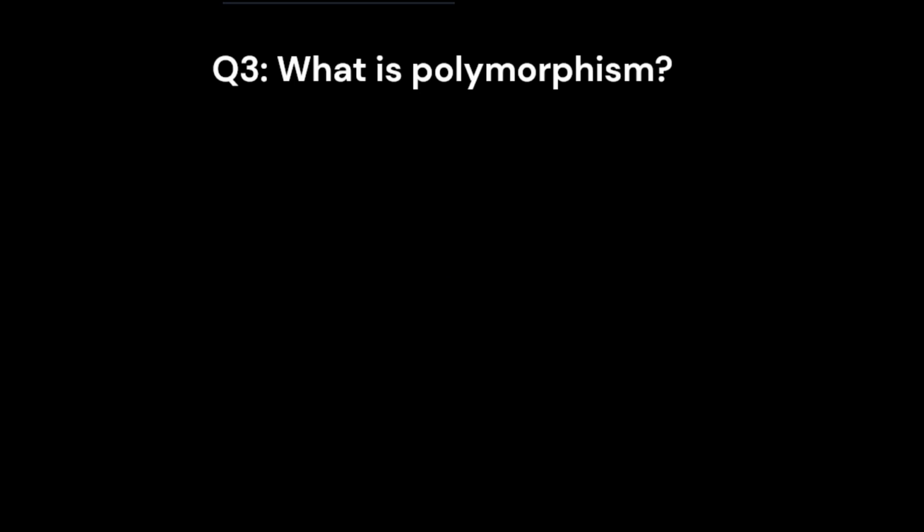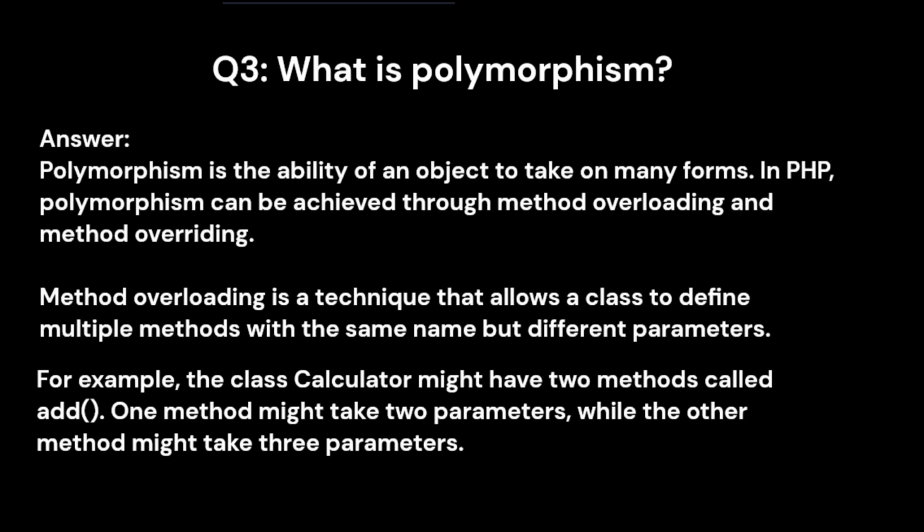Question 3. What is polymorphism? Answer: Polymorphism is the ability of an object to take on many forms. In PHP, polymorphism can be achieved through method overloading and method overriding. Method overloading is a technique that allows a class to define multiple methods with the same name but different parameters. For example, the class Calculator might have two methods called add. One method might take 2 parameters, while the other method might take 3 parameters.